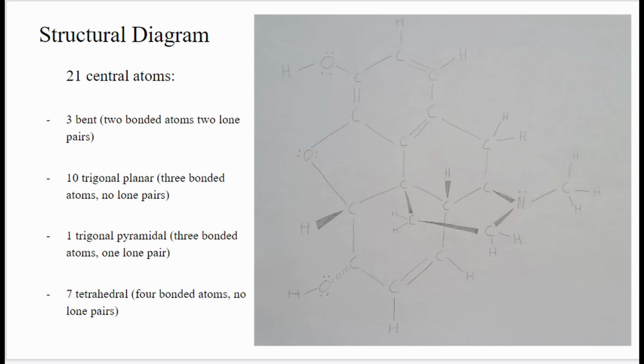Now, there are 10 trigonal planar shapes, and those trigonal planar shapes are the 6 carbons at the top hexagon, as well as 4 other carbons throughout. Now there is one trigonal pyramidal shape, and that is the single nitrogen. And there are 7 tetrahedral shapes, which are the majority of the carbons, minus the trigonal planars. And a tetrahedral shape has 4 bonded atoms and no lone pairs. So a great deal of the atoms have 4 bonded atoms and 0 lone pairs.